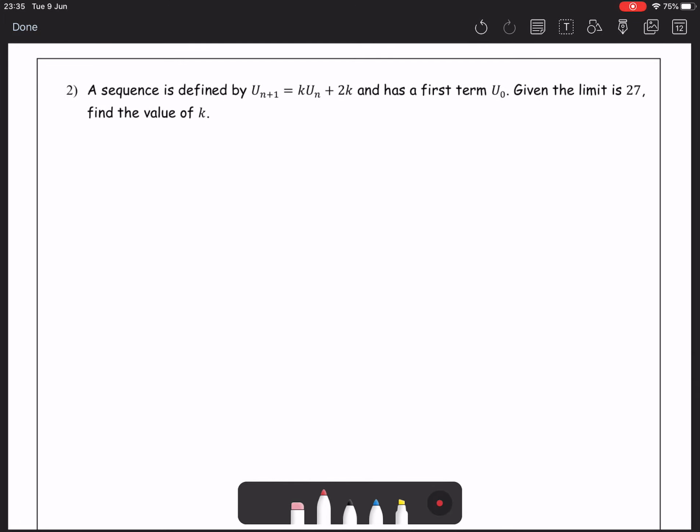Okay, a slightly different question. In question 2, a sequence is defined by a recurrence relation and has a given first term of U0. Given that the limit is 27, find the value of k. The fact that it's got a limit means we can make the starting statement: a limit exists, negative 1 is less than k, which is less than 1. So I can make that statement right at the beginning.